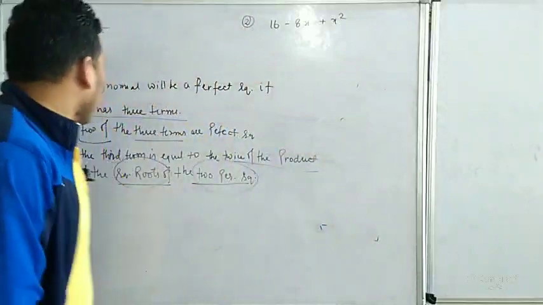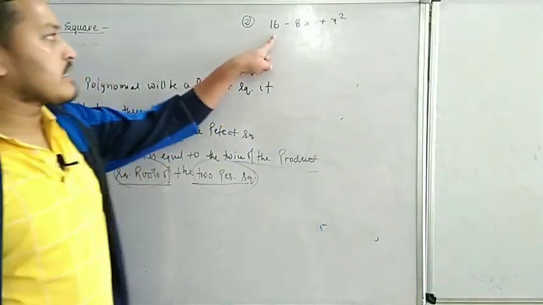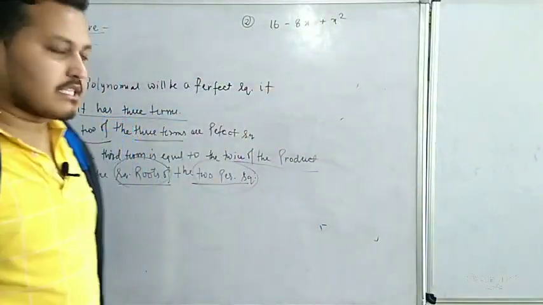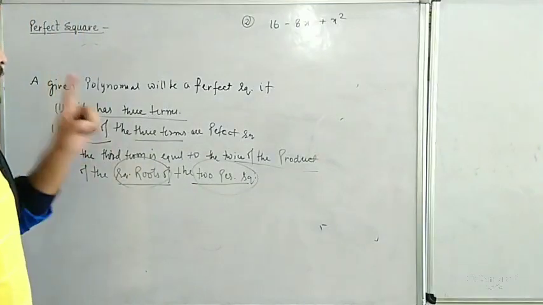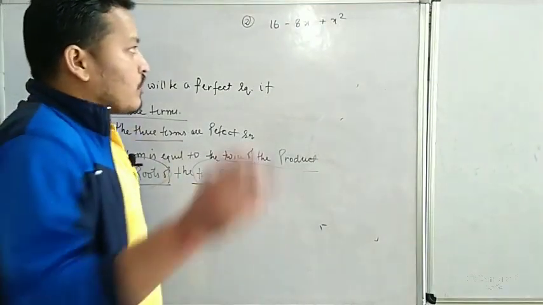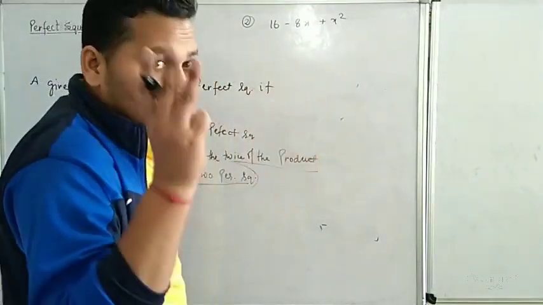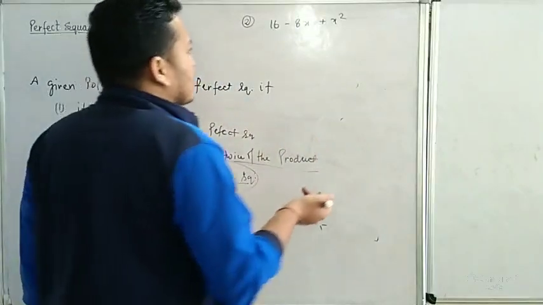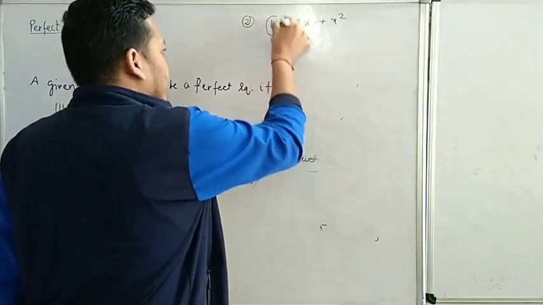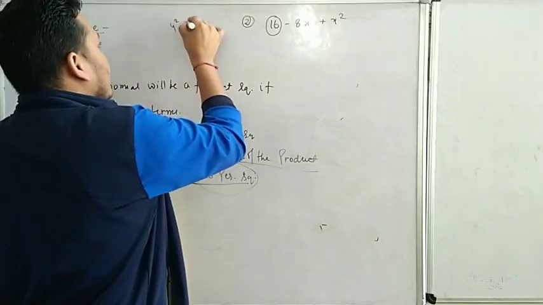तो first condition, it has three terms. 1 2 3 terms. First condition satisfied. Second condition, two of the three terms are perfect squares. तीन में से दो परफेक्ट होने चाहिए. तो देखो कौन कौन सा परफेक्ट है. Yes, 16 is a perfect square. Yes sir, because 4 4 जा 16.